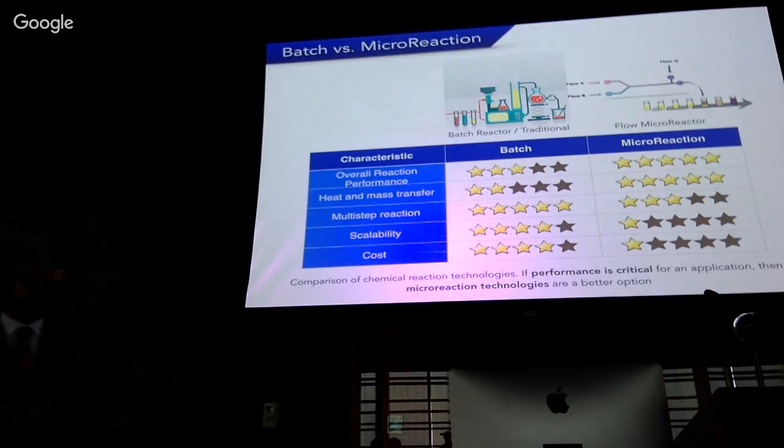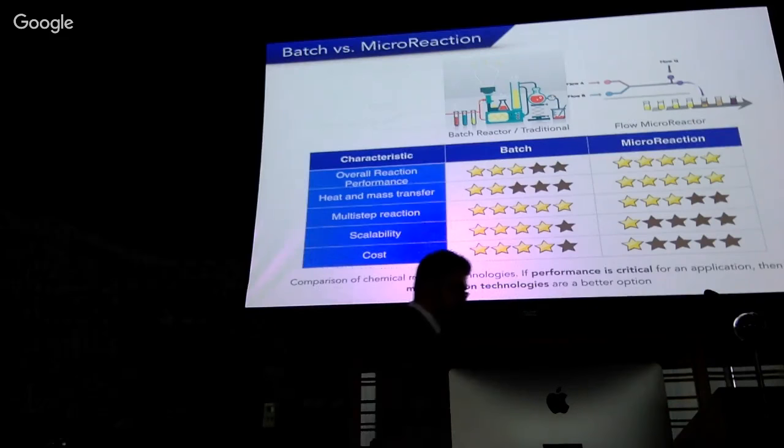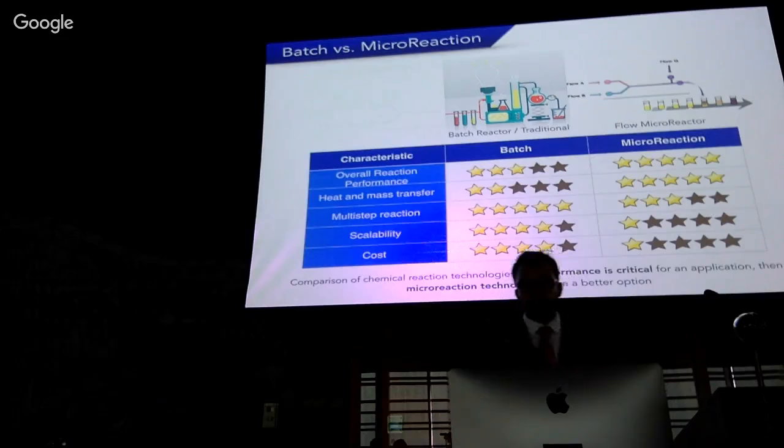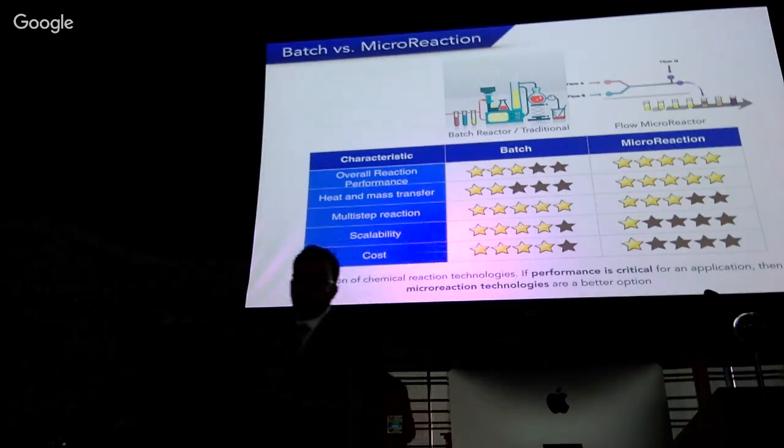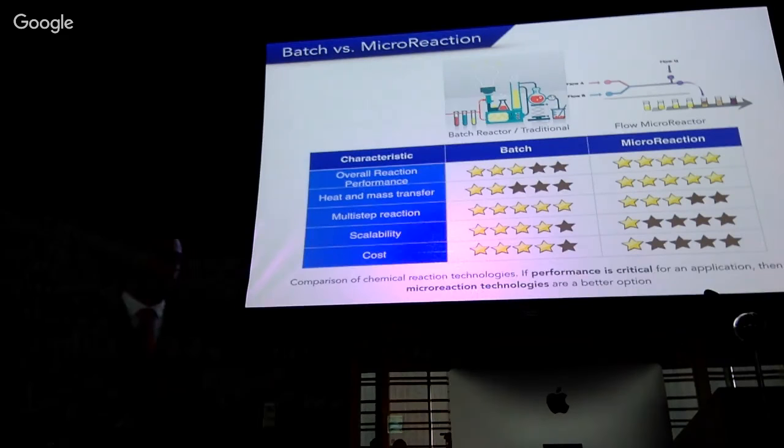So let's do a further comparison between these two technologies. We can see that batch technology has limitations in performance. This is because heat and mass transfer, which are important in reactions in general, are limited because of the big volumes. Whereas in microreaction technologies, heat and mass transfer are efficient because of the surface area, and you can achieve much greater control.